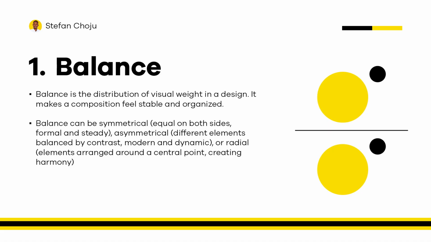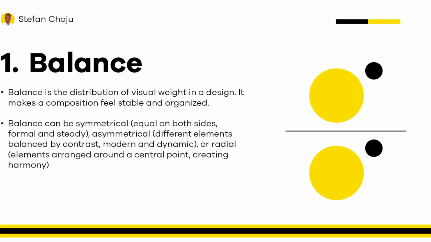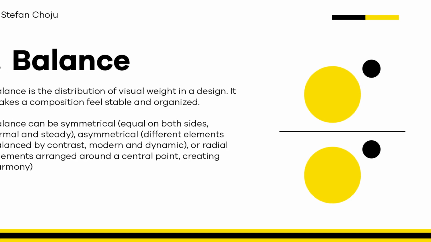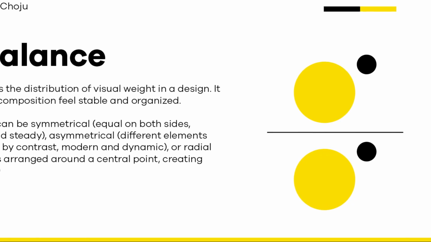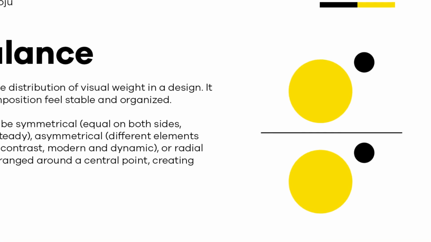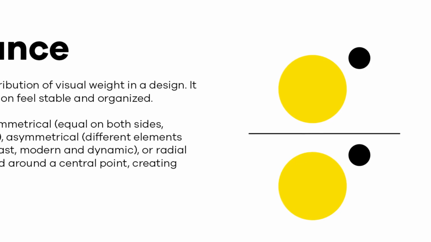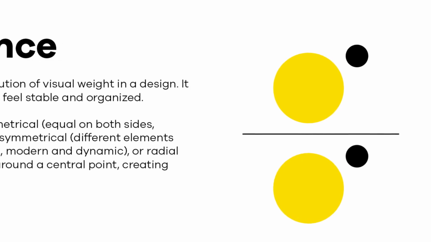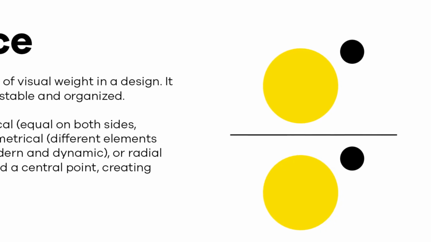Balance makes a composition feel stable and organized. So if you look at this image, that I put on the right hand side here, you're going to see that the line represents the middle. And you can see at the top you have a big yellow circle and a small black circle, and at the bottom you have another big yellow circle and a small black circle. So because it is in both the top and the bottom, it is balanced. Visually, if you look at it, it is balanced. So that's what balance is.